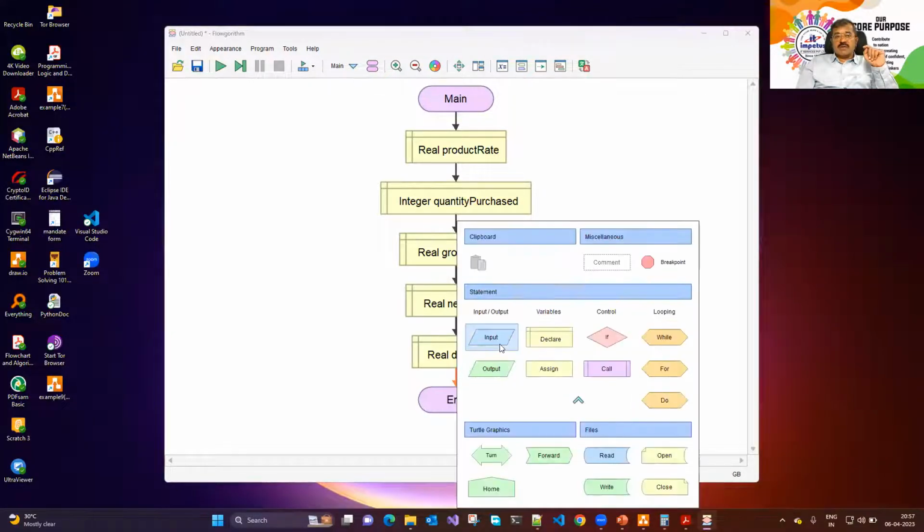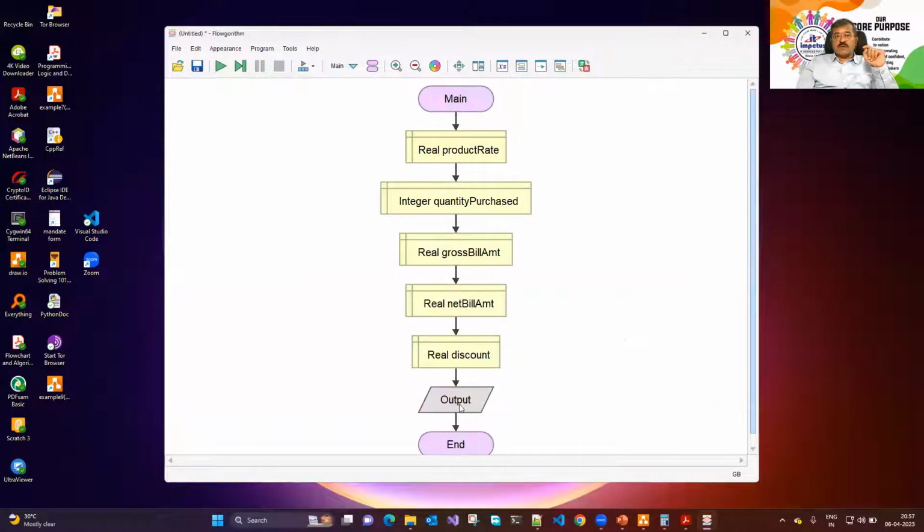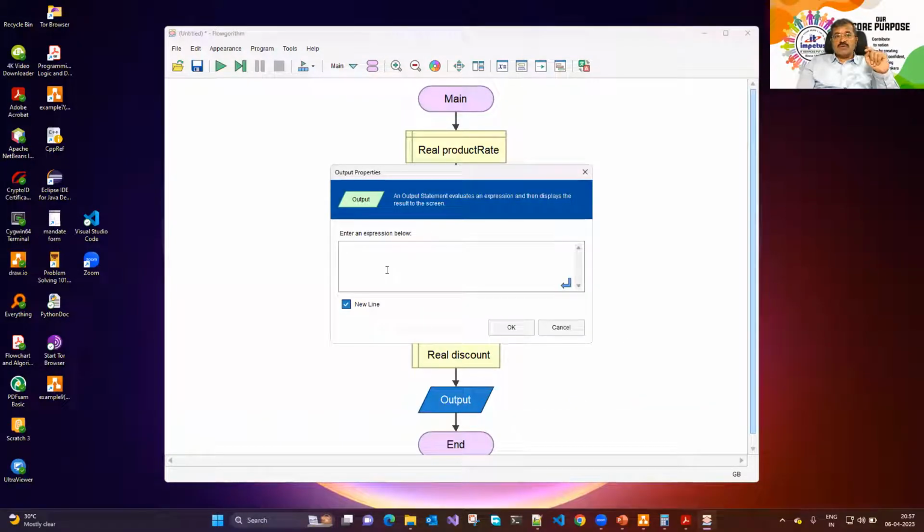Okay, so we are going to give an output statement. The output statement that I'm going to give over here, I need to put in double quotes. So I'll write the statement saying, please enter the rate of the product purchased. Double quotes complete. So I am asking, please enter the rate of the product purchased.